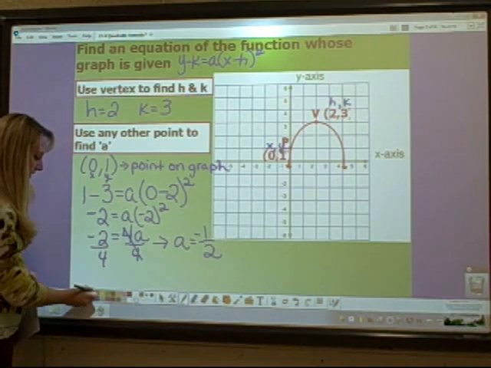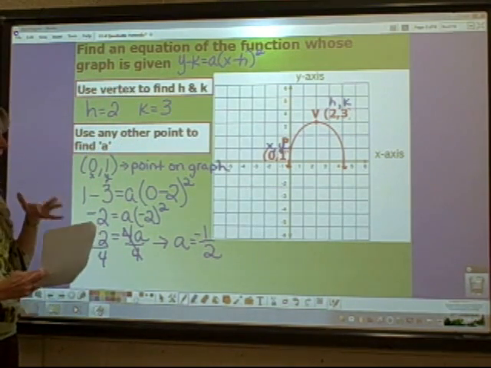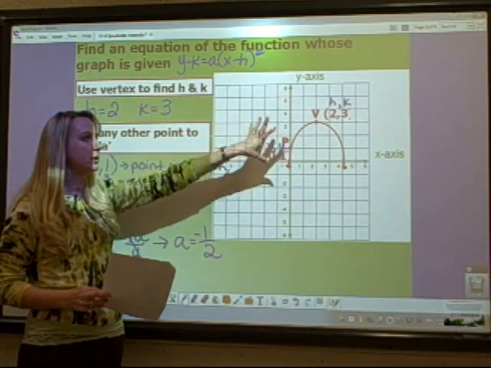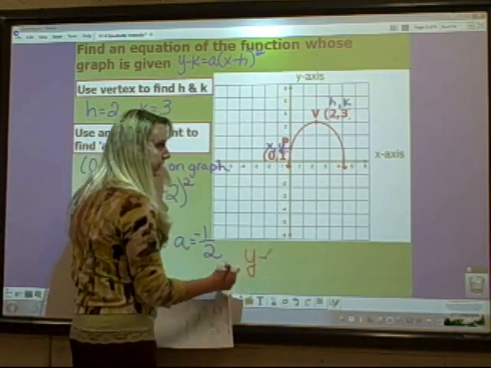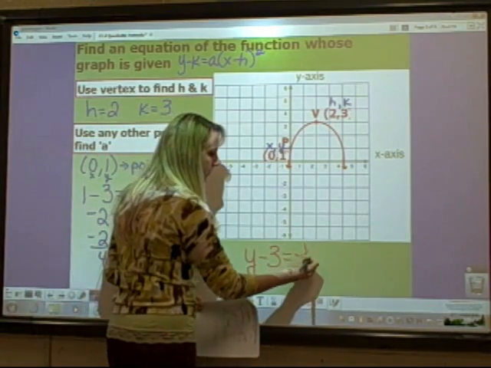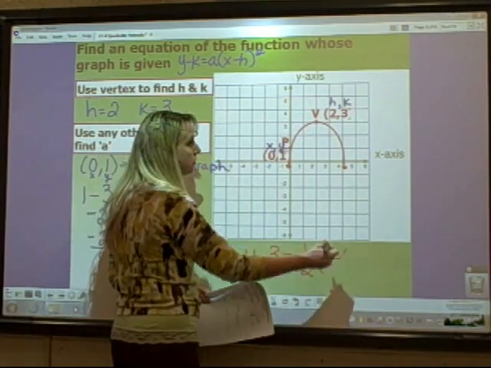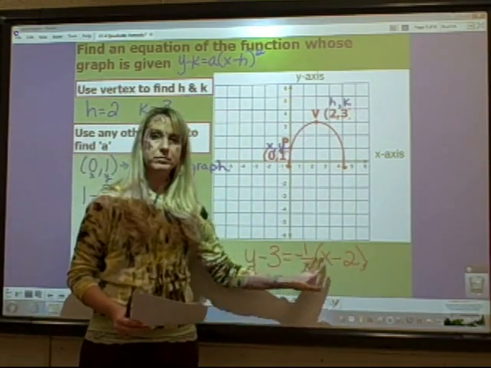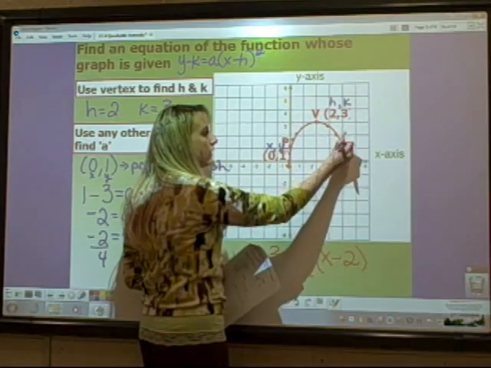Now we haven't written the answer yet. It says find an equation of the function whose graph is given. So now we want to use the generic, go back up to this equation, but fill it in for the specifics of this parabola. Well, that would just be y minus, we know our k is 3, equals, we now know our a is negative 1/2, and x minus, since it's x minus h, we put our 2 value. We leave the x and the y as x and y because that can help us find every other x, y that's on this parabola.